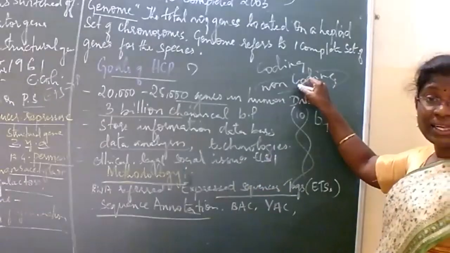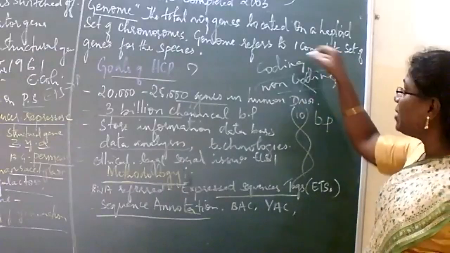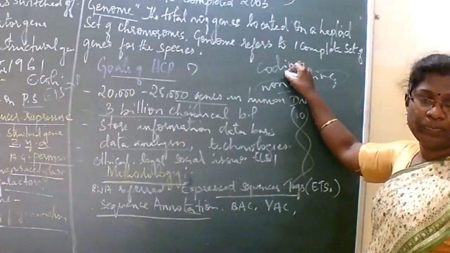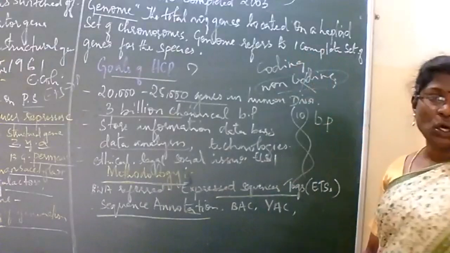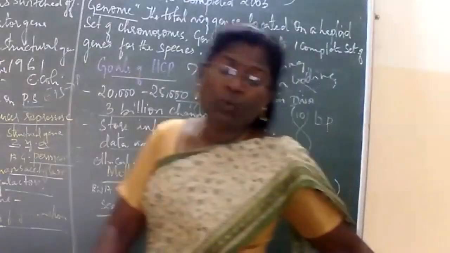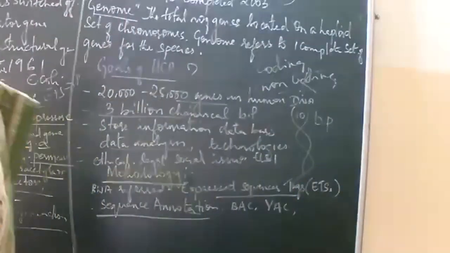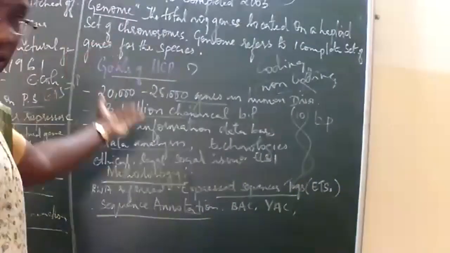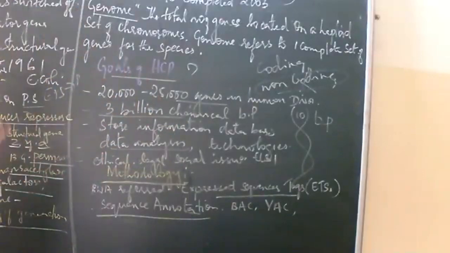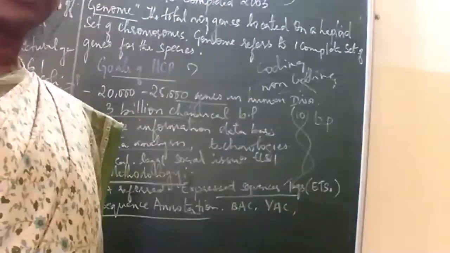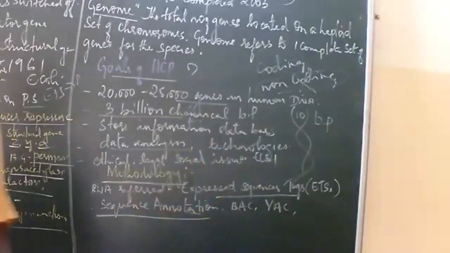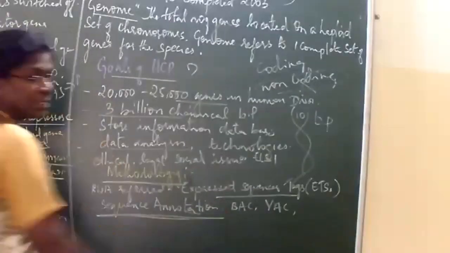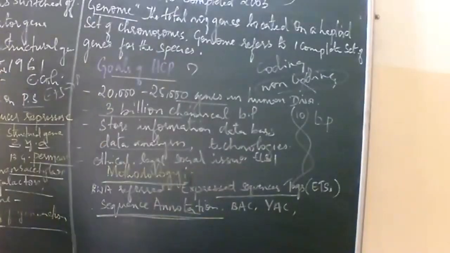Same thing over here also. But here we are not removing the non-coding region. Instead, they are leaving everything, the coding region and the non-coding region, as it is. When everything is left like that, that function is called sequence annotation.